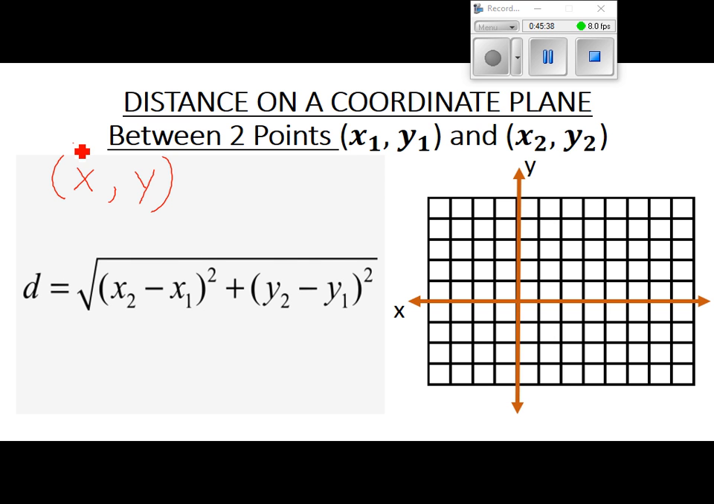The X tells you what? Right or left. The Y tells you what? Up or down.